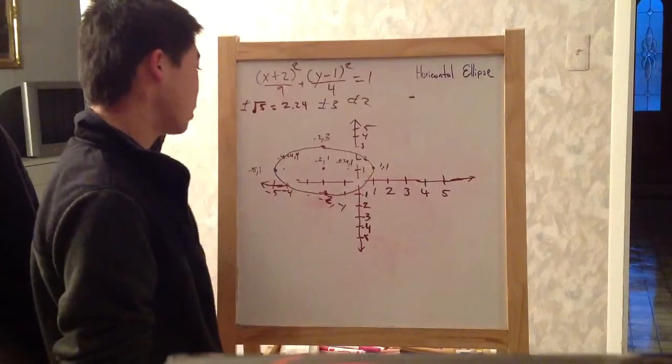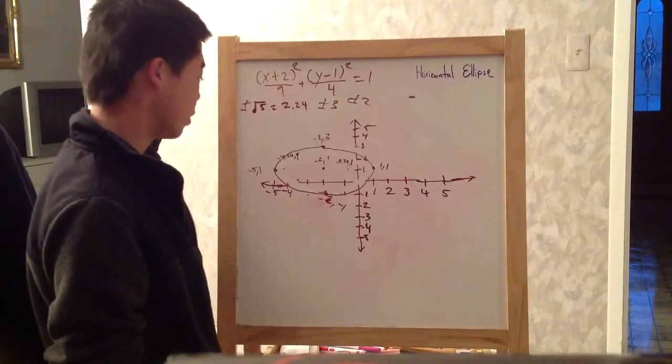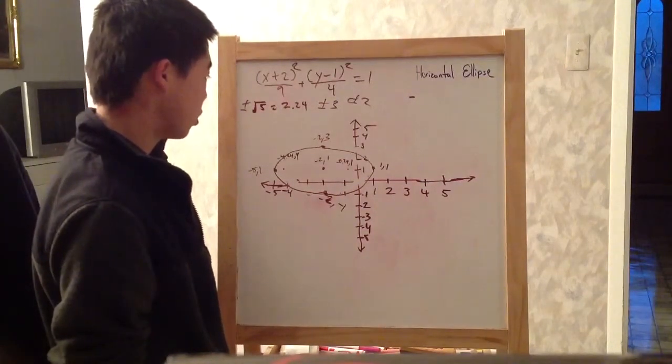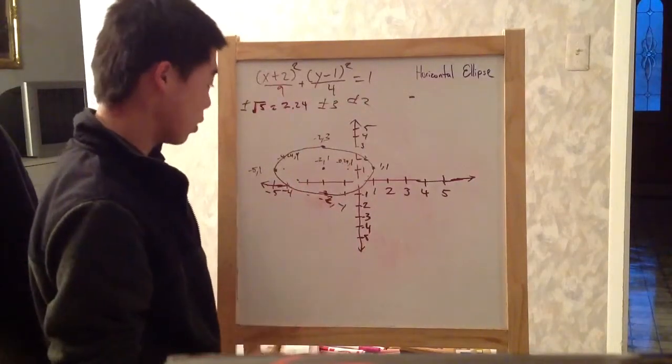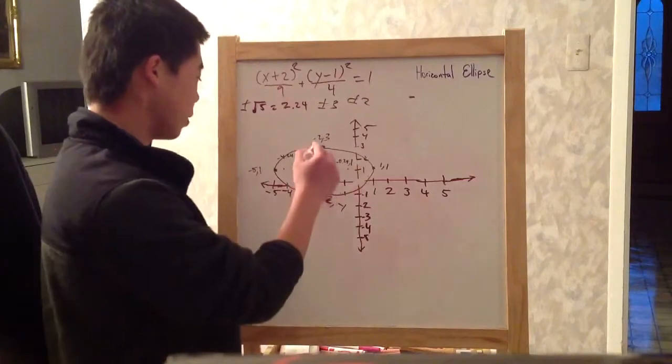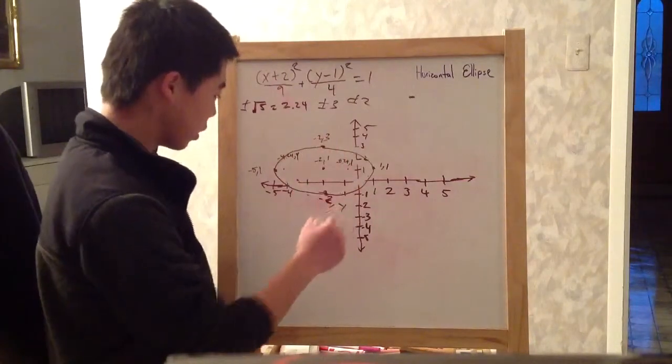To find the co-vertex, you need to find the square root of 4, which is 2. So there will be a change of plus or minus 2 of the center on the y-axis. So the points of the co-vertices will be (-2, 3) and (-2, -1).